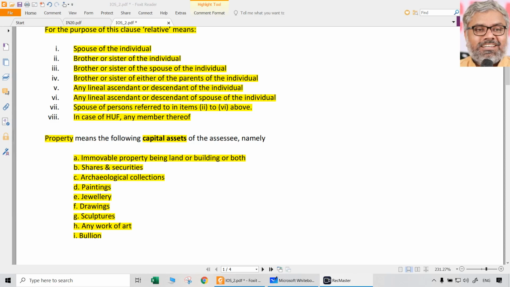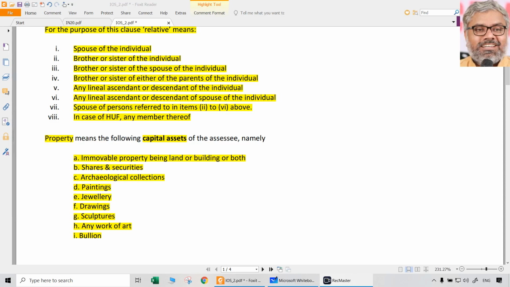Let us say X gave a Harley Davidson bike worth 50 lakh rupees as a gift to Y. Y received 50 lakh rupees worth of gift. Is that taxable? The answer is no. Even if it is 50 lakhs or 50 crores, nothing is taxable. Why? Because it is not a property. Motor vehicles do not fall in the definition of property. So Y just receives it, uses it, enjoys it. That's all. Nothing is taxable in the hands of Y.